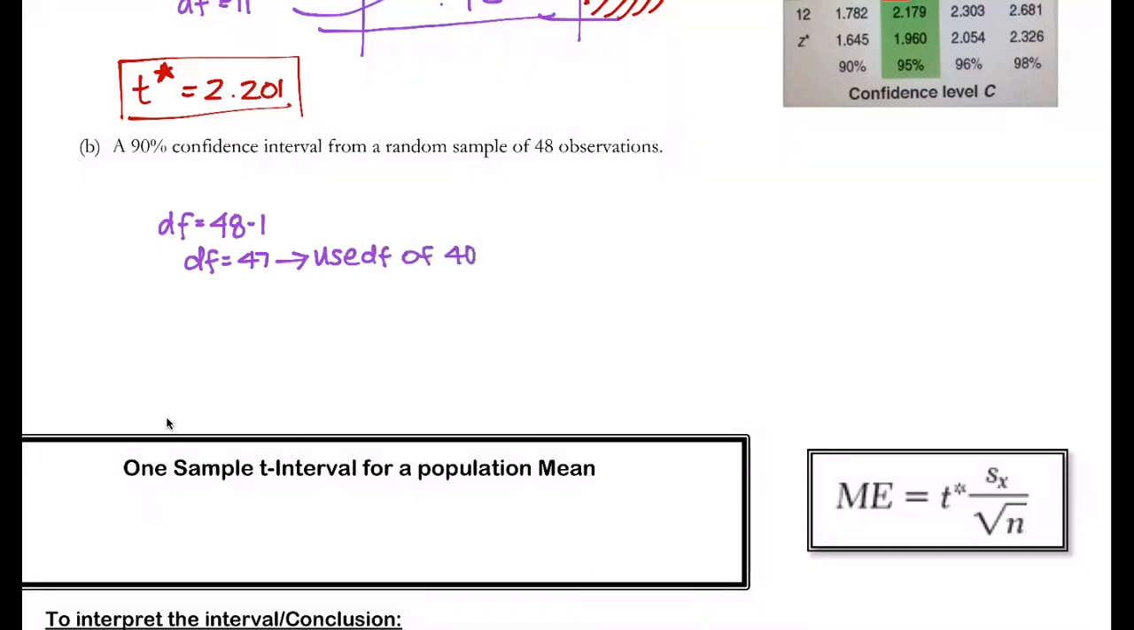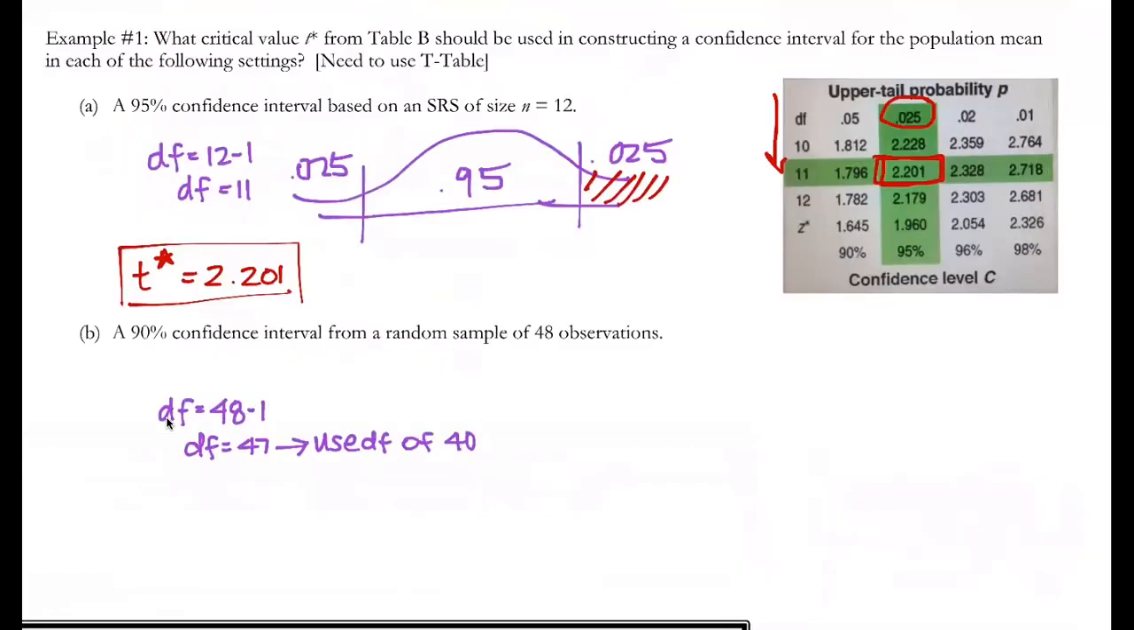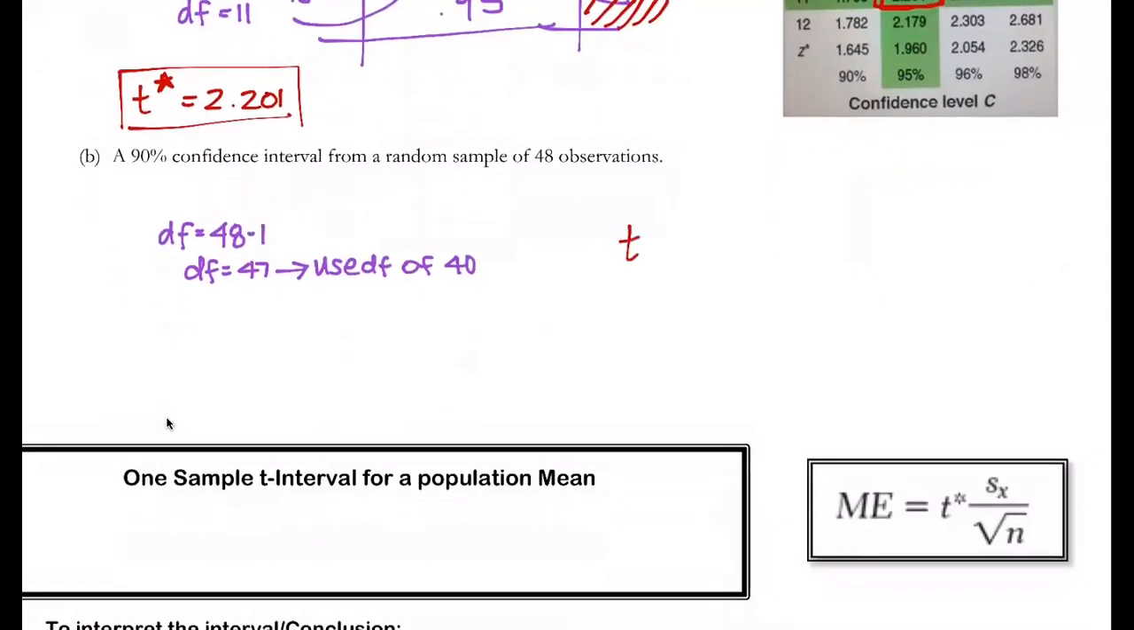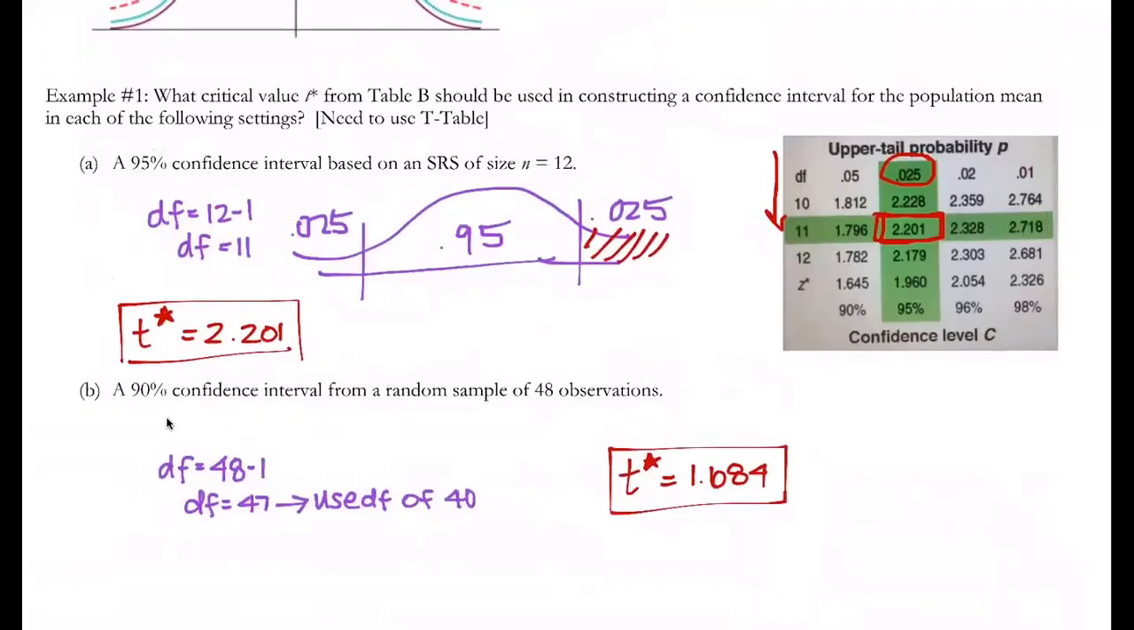If you look at your table and you look at 90% and what's in the tail. If you had 90% in your middle, in each tail you're going to have 5%. So that's your upper tail probability. The T value associated with that, the critical T value, should be 1.684. So this is how you find critical values for T. And you will be given this table on the AP and in class and everything like that. So that's how you find critical values.